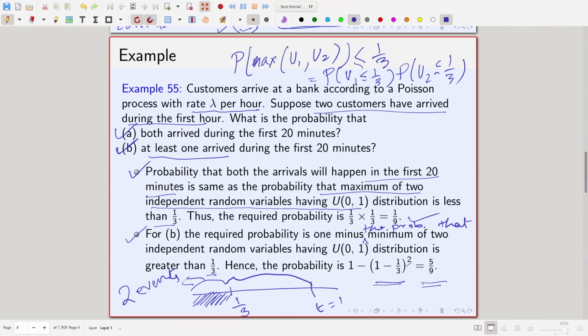So finally you end up with the answer 5 by 9. The probability that at least one of them arrived within the first 20 minutes is 5 by 9. And how do you calculate it? You calculate it as 1 minus the probability that none of them arrived within the first 20 minutes, and that probability is simply that the minimum of two independent uniform 0 1 random variables is greater than 1 by 3, which is 1 minus 1 by 3 whole square. Fine, so that's the very simple idea.